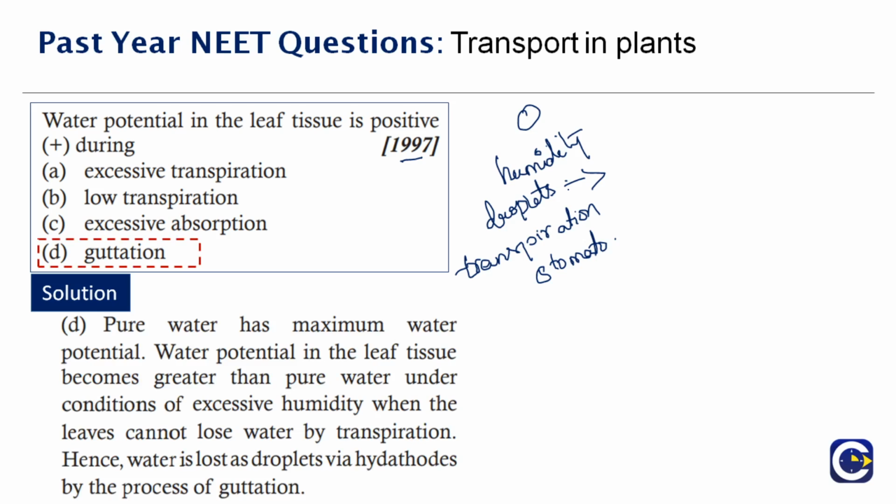Here in the last part they have said, hence water is lost as droplets via hydathodes, which is called guttation in science. So excess water, when there is no chance of transpiration, droplets are formed so that the excess water is removed from the plant. So hence the correct answer is option D.